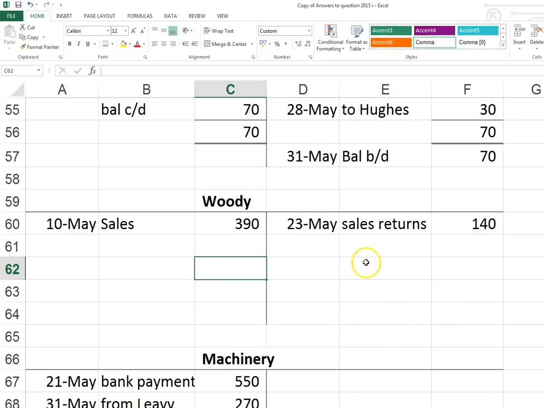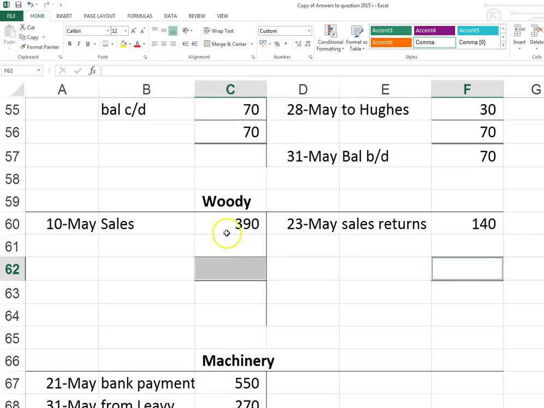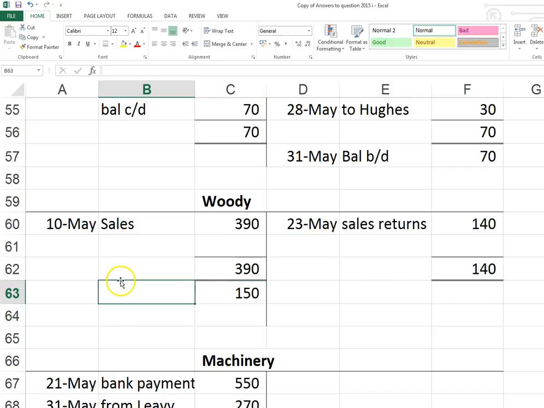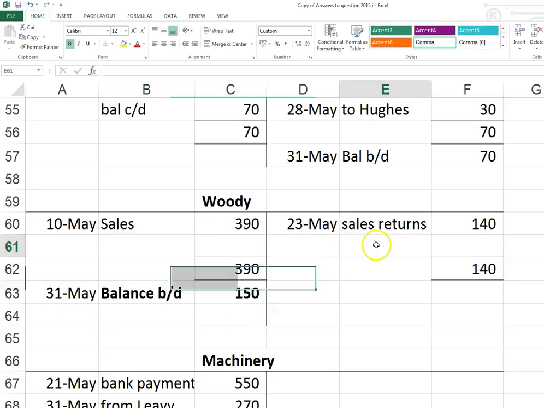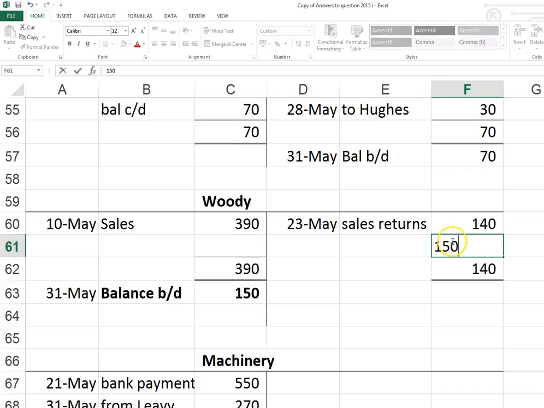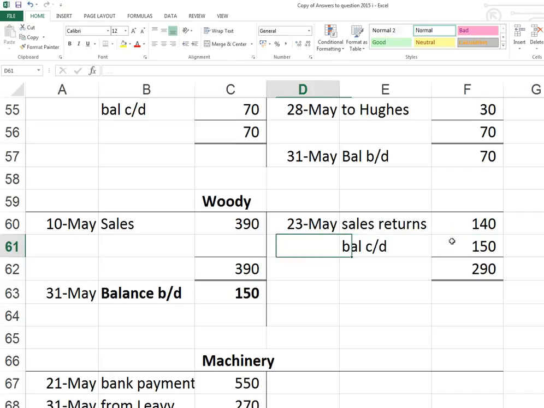Okay, Woody, bit of variety here, which is no harm. So we add up both sides. Left hand side is 390. It's bigger than the right hand side. It's bigger by 150. So underneath on the bigger side, our balance brought down. It's brought down under the total, if that helps you remember. And that's what goes into our trial balance for Woody, 150 on the debit side. And we put in 150 here as our carry down balance.